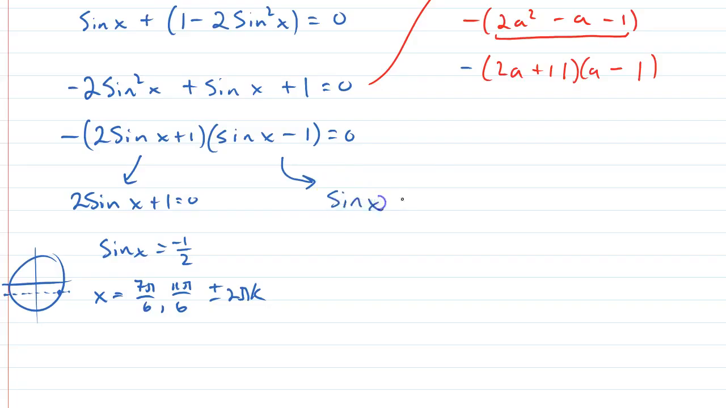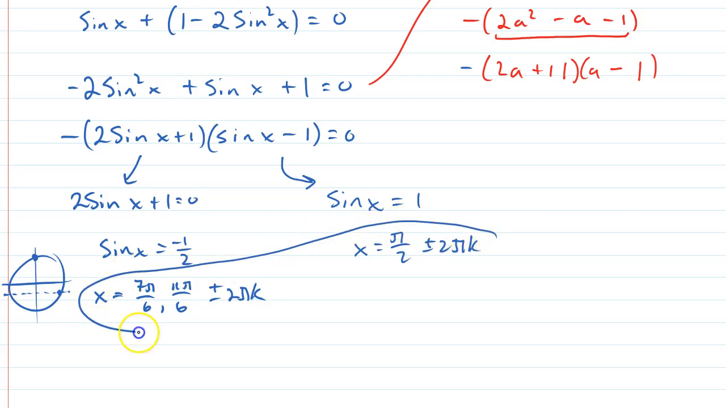Same thing over here. Sine x equals 1 is what you're going to be solving for, and that only happens at the very top here. So your other answer is not 3 pi over 2, it's going to be pi over 2 plus or minus 2 pi k. So overall, you have three starting points, and then you do plus or minus 2 pi k.